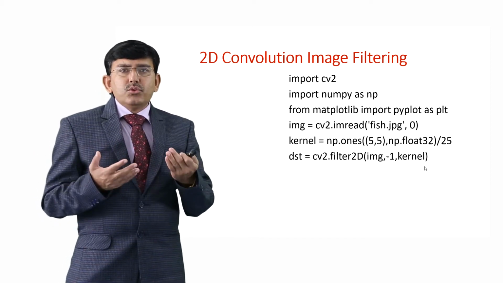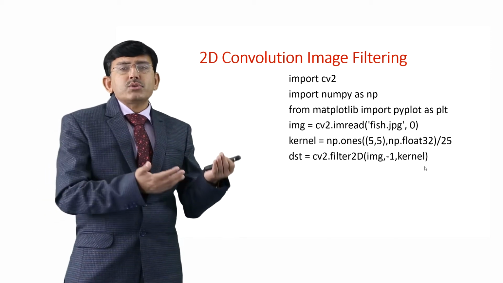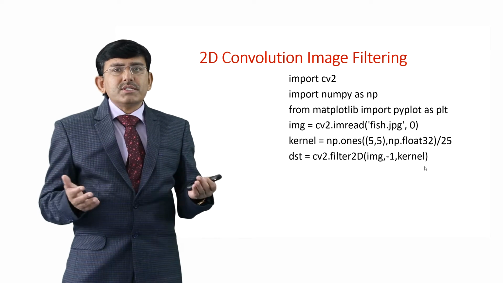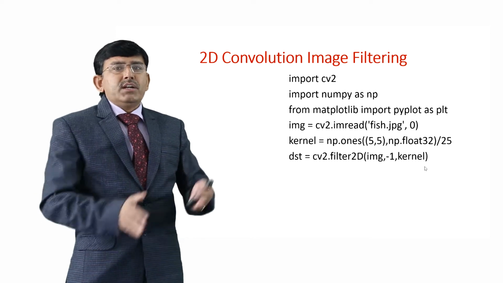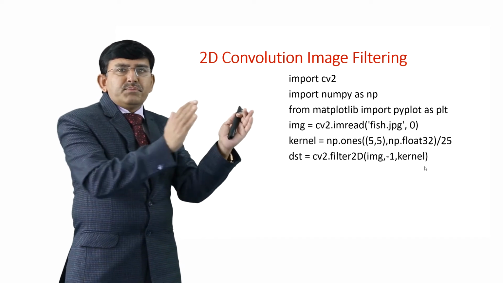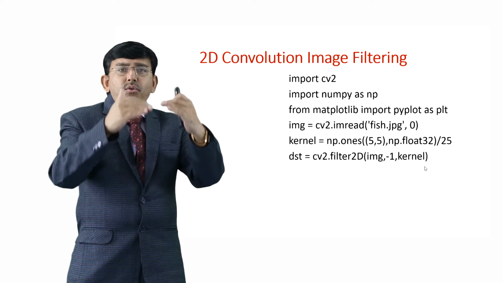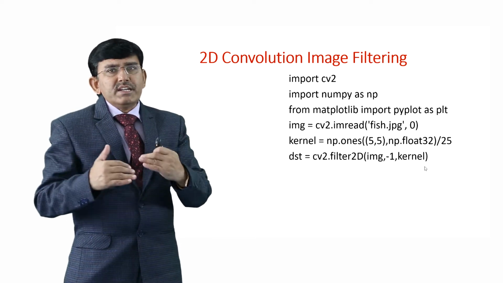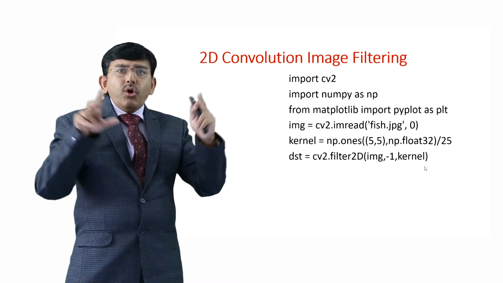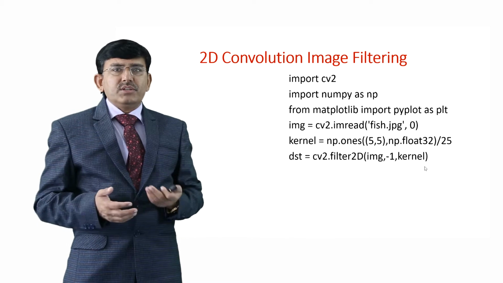Then cv2.filter2D takes an input image and the kernel for the process of convolution. It will start at the topmost left corner, shift by one column towards the right, and then by one row downwards. At the end of the iteration we get the whole image after the filtering operation.